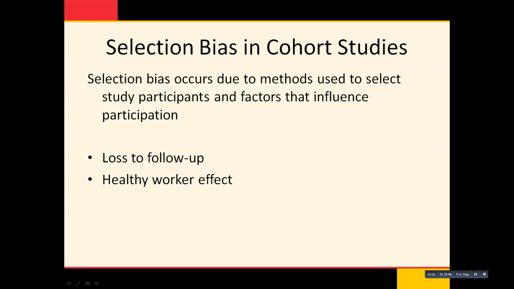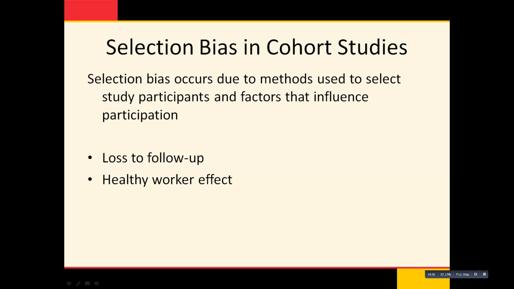So for example, if you lose an equal number among the exposed and unexposed individuals that have the disease, that's non-differential loss. You lose the same number of diseased individuals among the exposed and unexposed groups. Now, differential loss is when the losses are related to both the exposure and the disease. So when you're more likely to lose patients with the disease among the exposed individuals than among the unexposed individuals, that is a differential loss to follow-up.